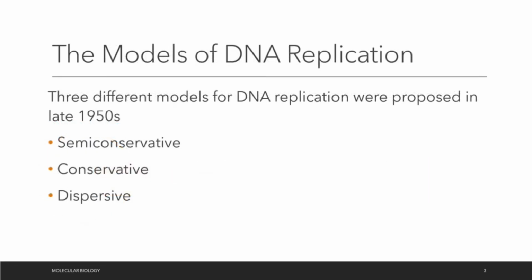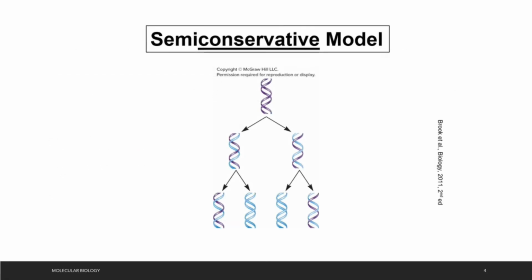For the purpose of topic 3, we'll only be focusing on DNA replication. But for DNA replication, there were actually 3 different models proposed in the late 1950s. We have the semi-conservative model, the conservative model, as well as the dispersive model. Let's take a look at the 3 different models. We start with the semi-conservative model. In the semi-conservative model, DNA replication produces DNA molecules with 1 parental strand and 1 newly made strand.